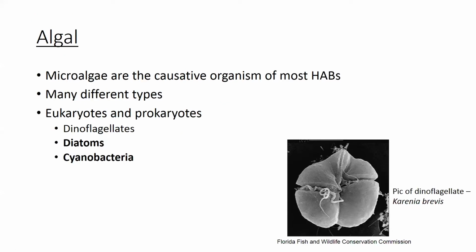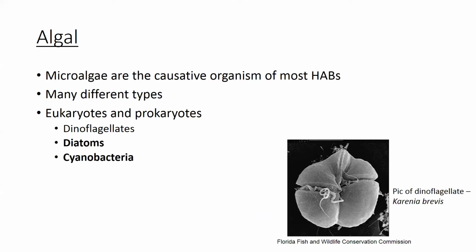So the microalgae are generally the causative organisms of these HABs. There are many different types. They fall into both eukaryotes and prokaryotes. And I would say that the main groups that are causing the most trouble are the dinoflagellates, the diatoms, and the cyanobacteria. So the dinoflagellates and the diatoms fall into the eukaryote group, whereas the cyanobacteria fall into the prokaryote group.